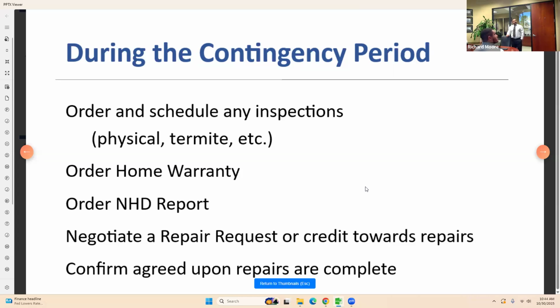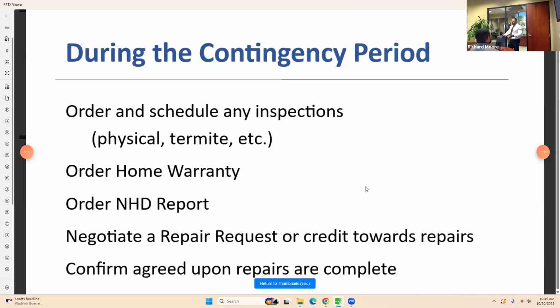Order the NHD report. This is usually done by escrow. I know our escrow company does it. You're going to negotiate a repair request or credit towards repairs. So after you get your physical inspection, you're gonna sit down with the buyer and say, look, Mr. and Mrs. Buyer, these are all the things that the inspector found that's wrong with the house. Are there any things that you want to negotiate for the seller to repair or give you credit for? And again, it's negotiations. The seller doesn't have to say yes. So you could say, yeah, we want a new water heater. We want them to fix the broken windows, whatever it is.